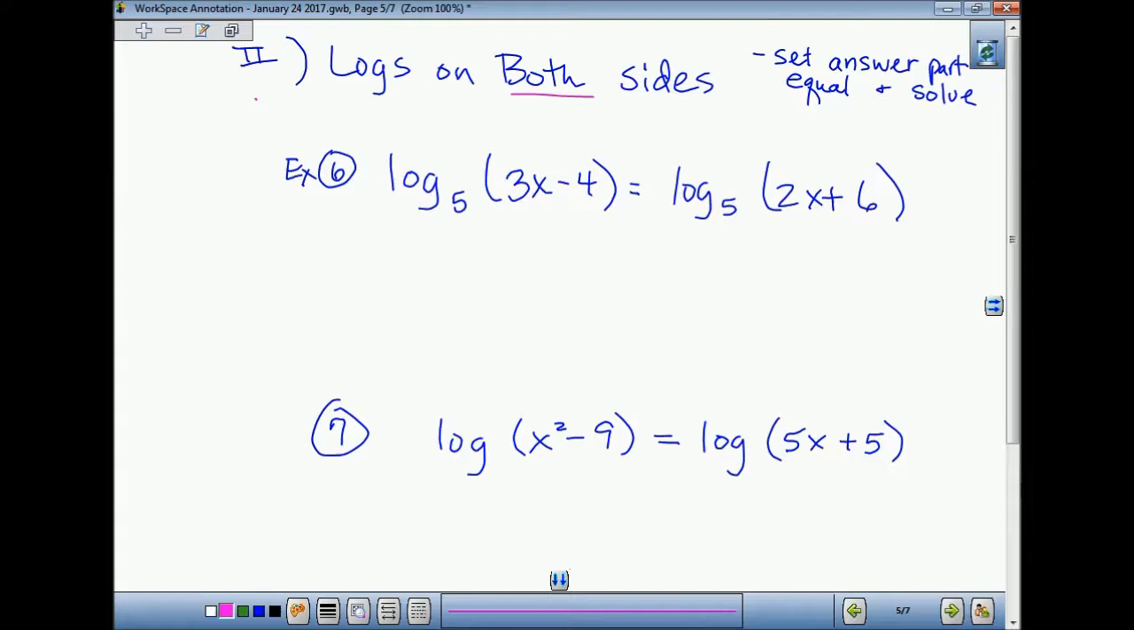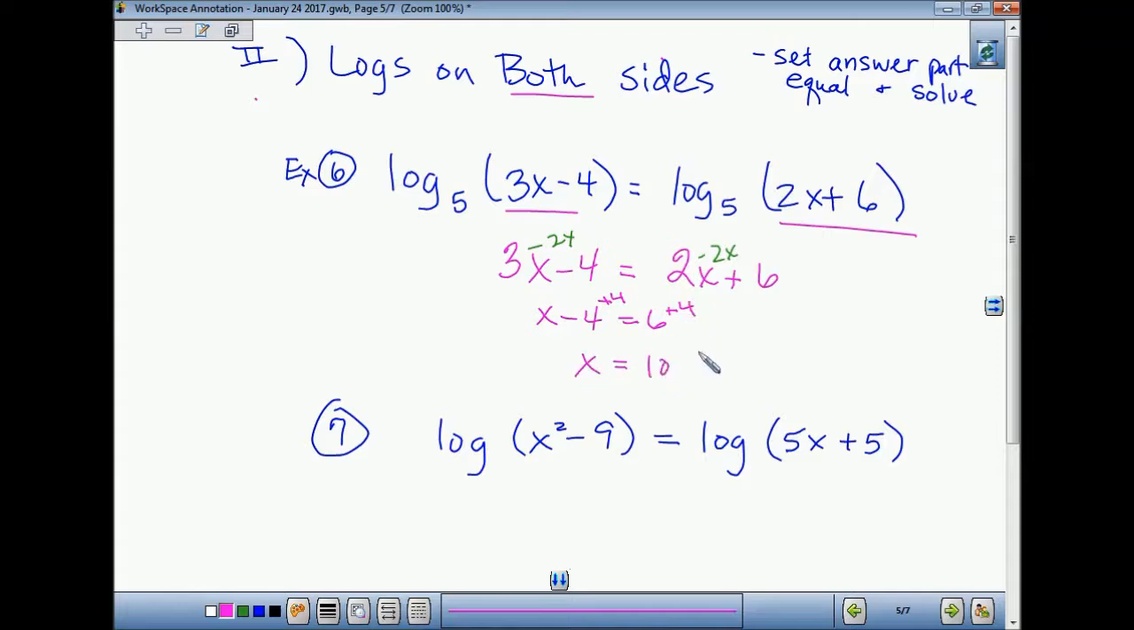So these are logs on both sides. All we have to do in this problem is set this equal to that and solve. So we set 3x minus 4 equal to 2x plus 6 and solve. Subtract 2x, subtract 2x, and we get x minus 4 equals 6. Add 4, add 4. X is 10.